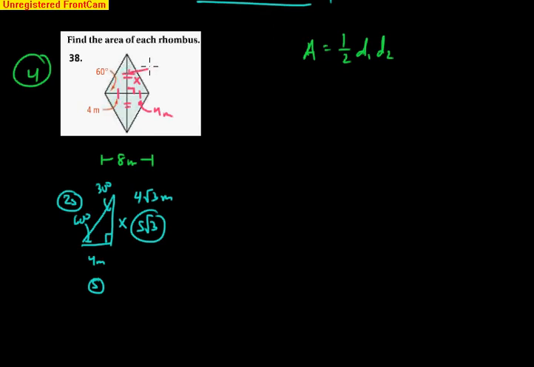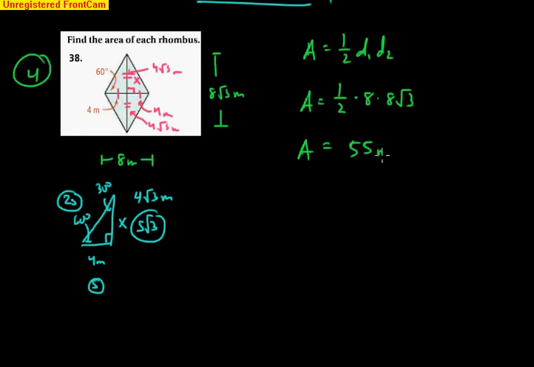So this right here, that means this is also 4 radical 3 meters. So they're both 4 radical 3 meters. Add those together. 4 radical 3 and 4 radical 3 is 8 radical 3 meters. And there's the diagonal. And we plug it in. Area equals 1/2. The first diagonal was 8. The second one is 8 radical 3. When you use your calculator, you will get 55.4, and that's meters squared.